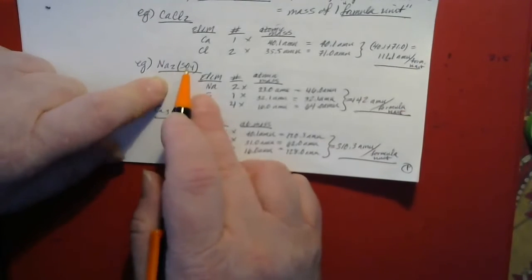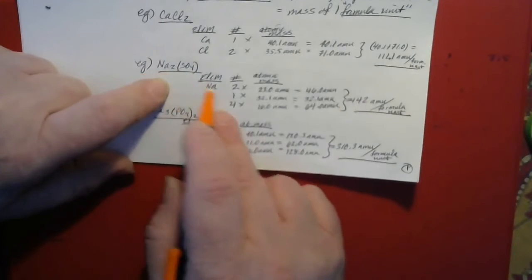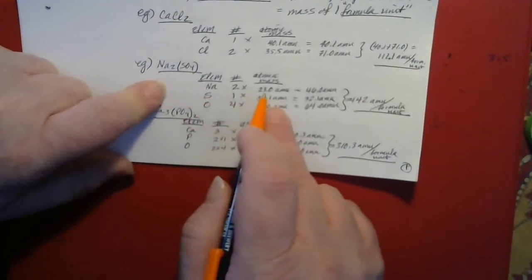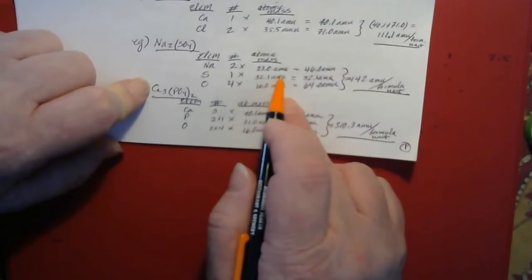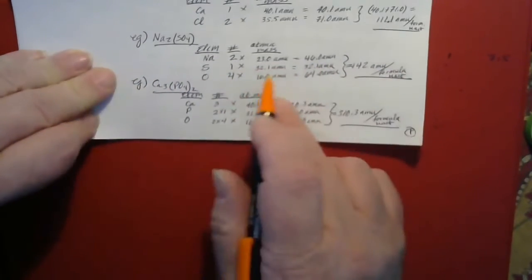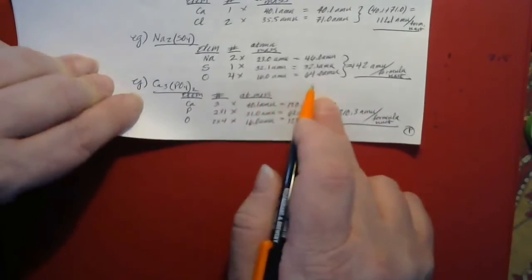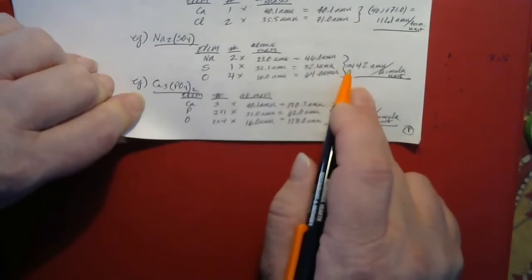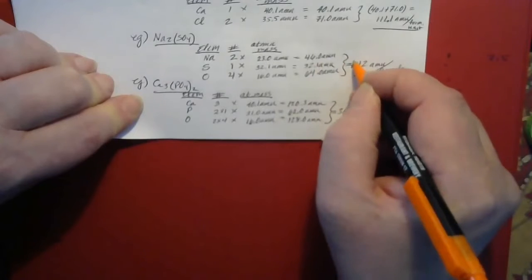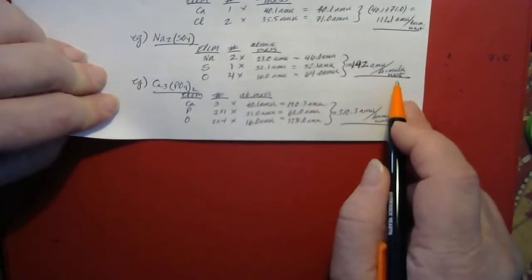If you have sodium sulfate, then you've got two sodiums at 23 atomic mass units each, and one sulfur at 32.1 atomic mass units, and four oxygens at 16 atomic mass units. And when you add all of that up, you get 142 atomic mass units per formula unit.